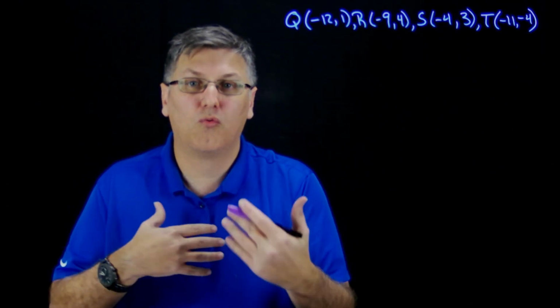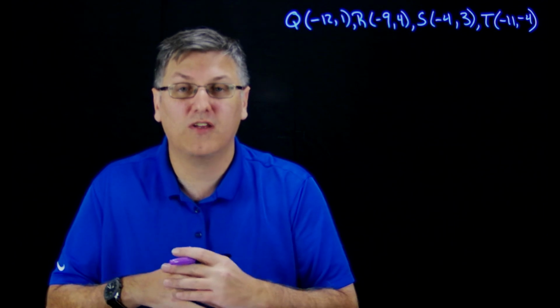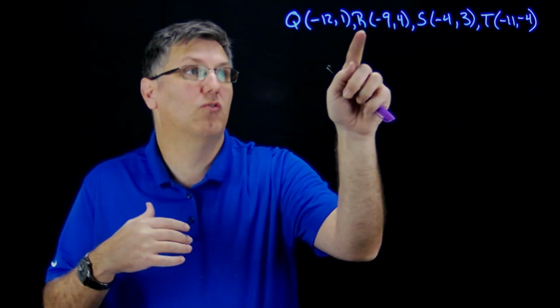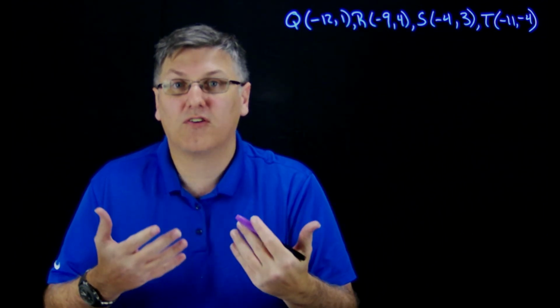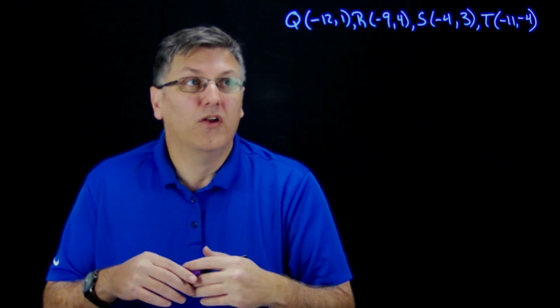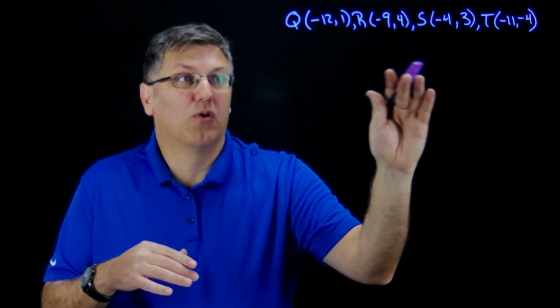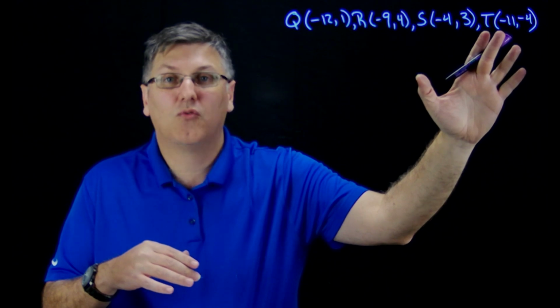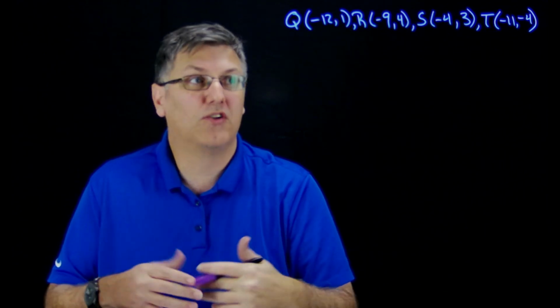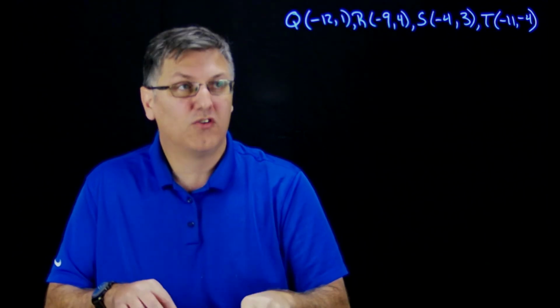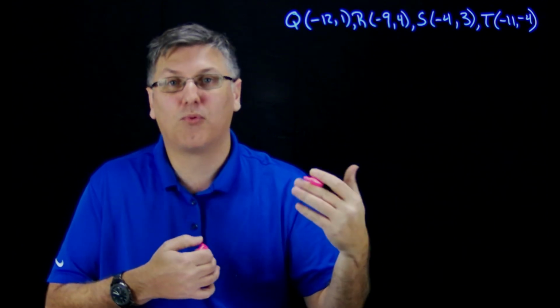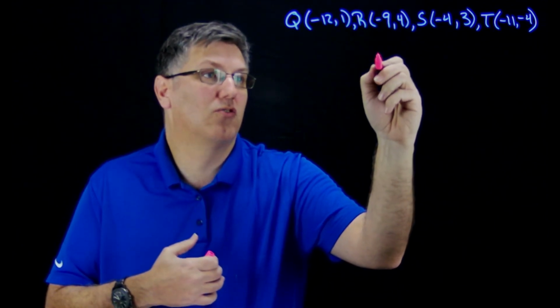Okay, so what we're going to be doing here is we're going to try to see if quadrilateral QRST is actually a trapezoid. So what we really need to do first and foremost is, it's hard for me to see with these points what's actually going on with the picture. So I'm going to do a quick sketch. I'm going to plot these points and play connect the dots. So let's do a sketch.